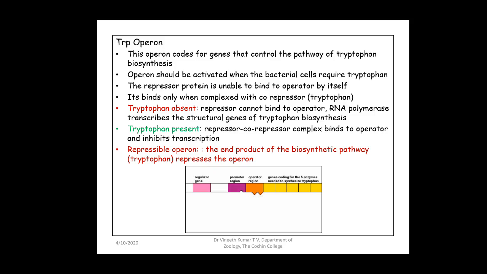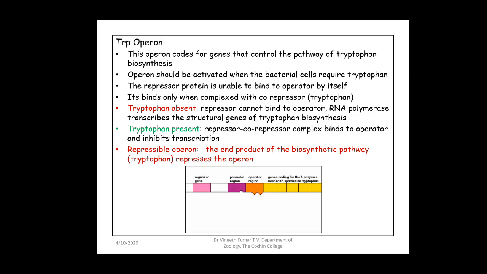The repressor protein can bind to the operator of the tryptophan operon only in the presence of tryptophan, which is considered to be the co-repressor. The repressor protein binds to the operator only when it is complexed with the co-repressor. So here also we are going to take two situations: when tryptophan is present and when it is absent.